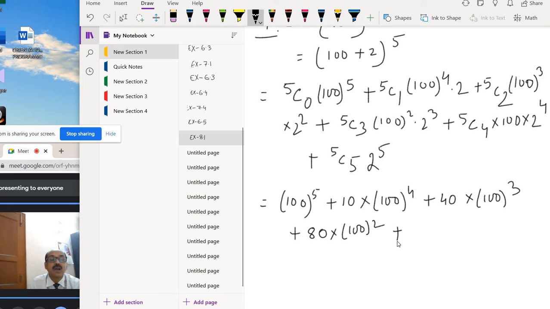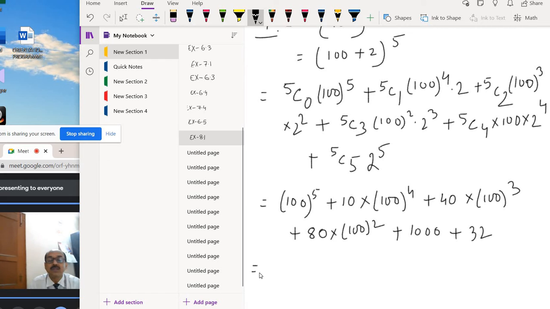Plus 5C4, factorial 5 by factorial 4 into 1. So it is 5. 5 into 2 to the power 4 is 16, that is 80, so 80 into 100, 8000. Plus 5C5 is 1, and 2 to the power 5 is 32.